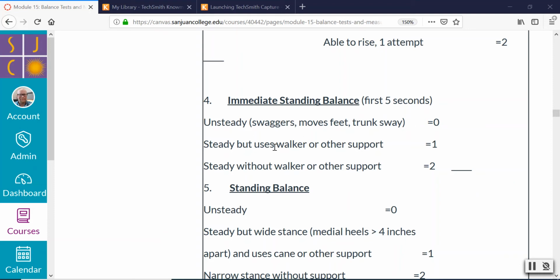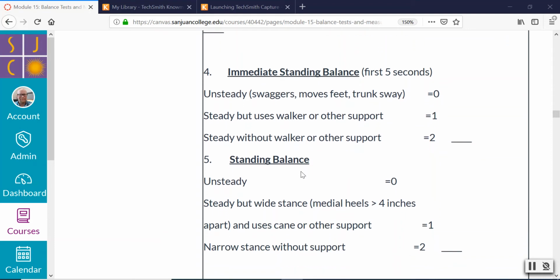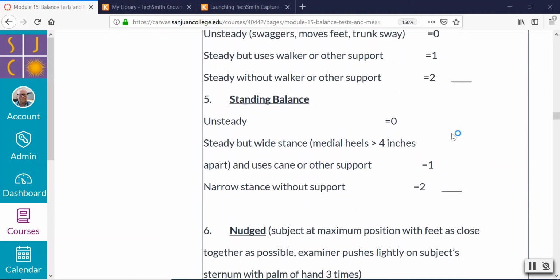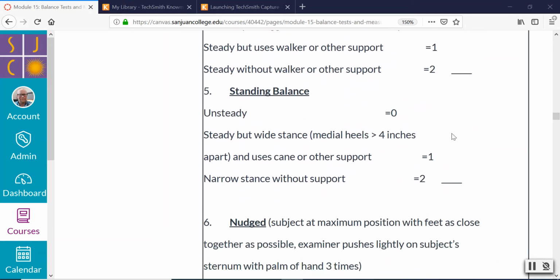If they're steady, but they have to use a walker or something like that for support, like they have to reach out and touch something, or they have to reach out and grab their walker, then it's a point. If they're steady and they stand up well and there's no problem and they can do that without a walker or any other type of help or support, then they get 2 points.